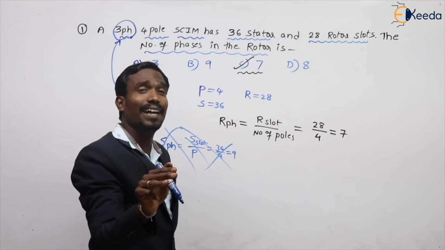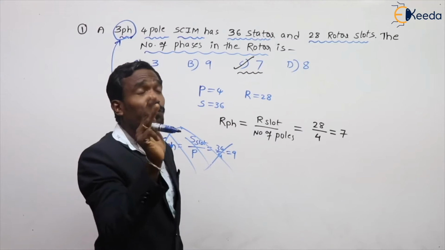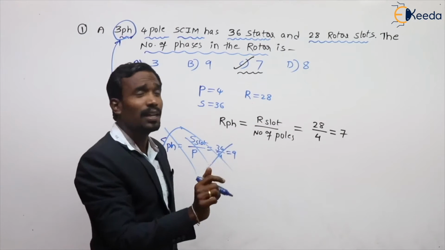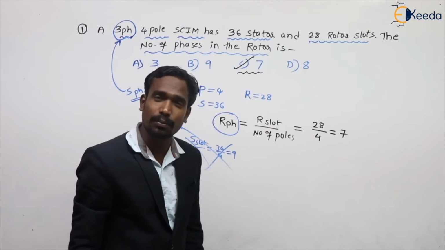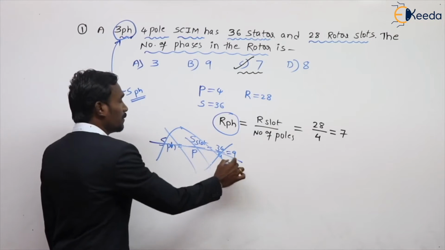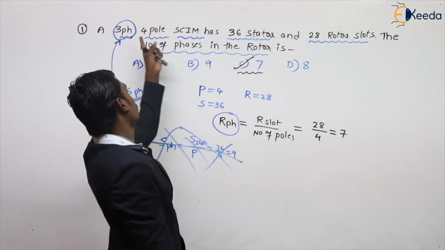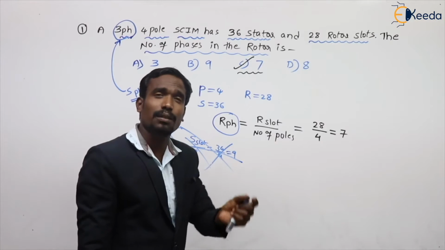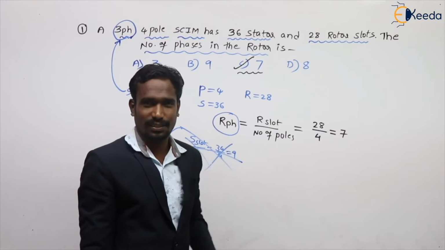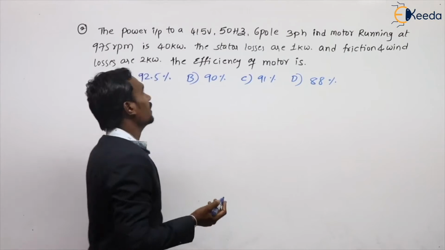But we have a different number of phases in the rotor. For the number of phases in the rotor, we have the formula rotor slots by number of poles, but there is no formula for stator phases. The stator phases is that of the three-phase machine only. So a three-phase machine has a stator with 3 phases. Are you okay? Let's see.